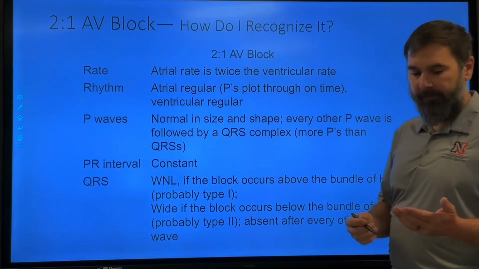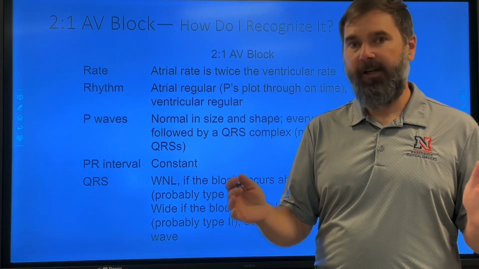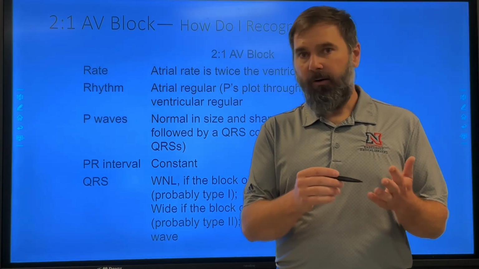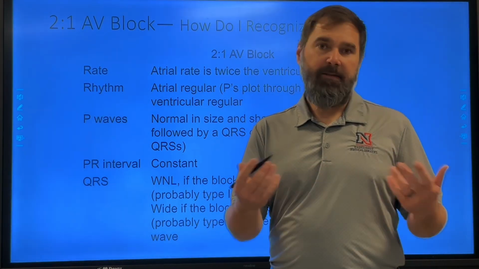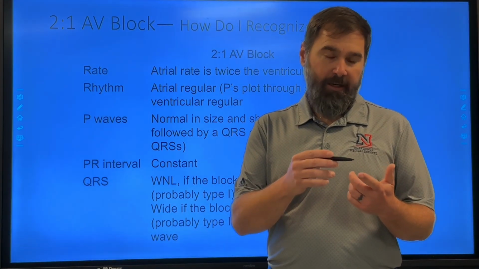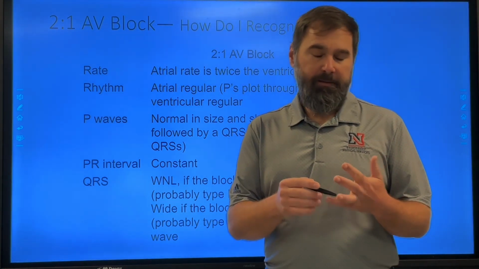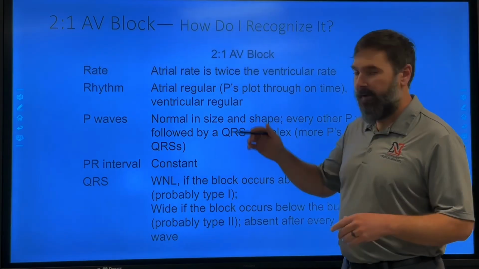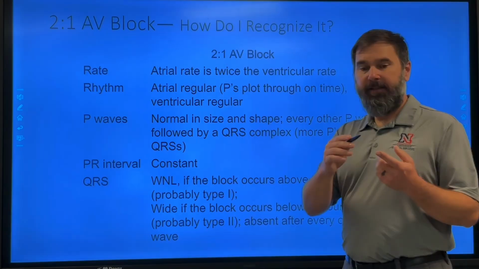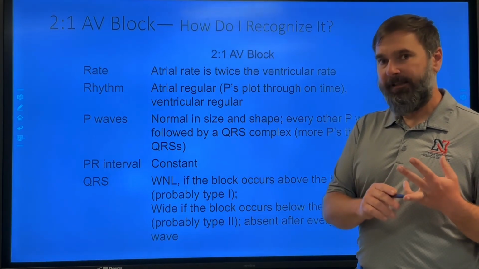So how do we recognize it? Overall, the rhythm is regular. P to P intervals are regular, R to R intervals are regular. The rate's going to vary. You have 2 P waves for every QRS complex, and your PRI is going to be the same when present. So for 2-to-1 blocks, secondary 2-to-1 is 2 P waves for every 1 QRS, the rhythm's regular, and your PRI is constant.